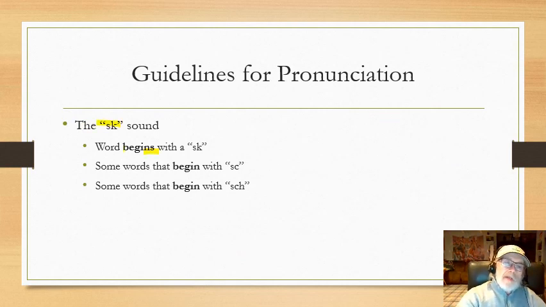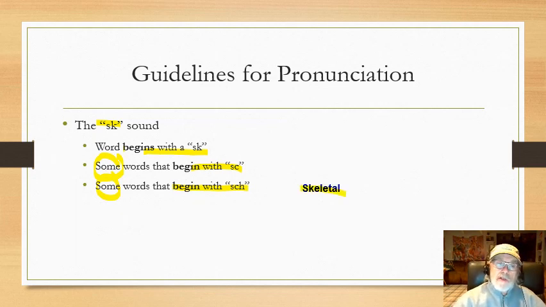An SK sound. If you have a word that begins with SK, or some words with SC, or some that begin with SCH, it's an SK sound. Okay, let's talk about that. Skeletal. Here's an SK, skeletal. That's easy. Everyone knows what that is.